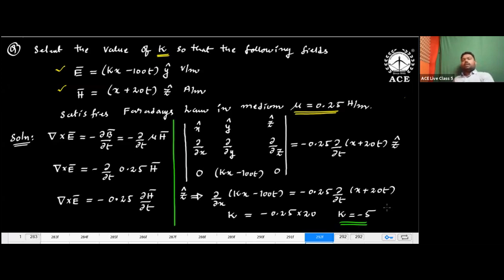Okay, beta. Let us have one more question on Faraday's law. Now you can easily answer this question. This was one of your previous questions.